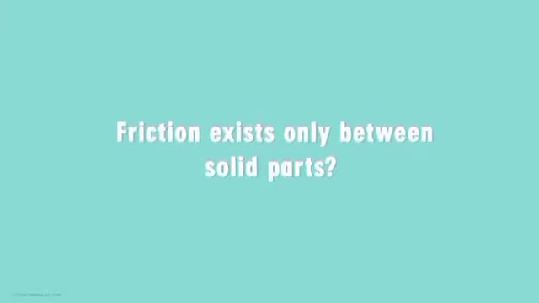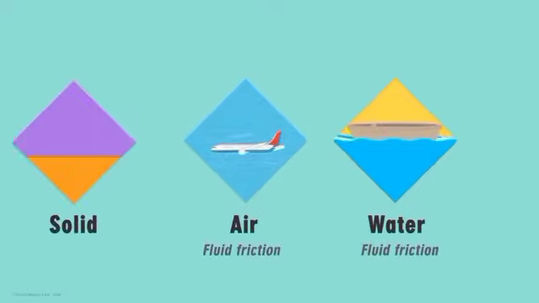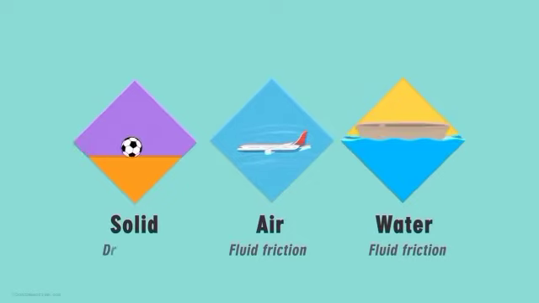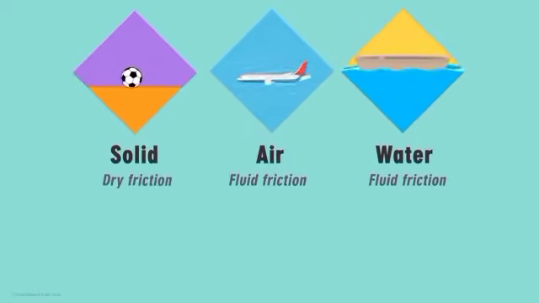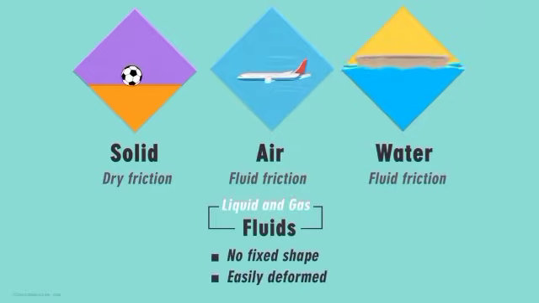Does friction exist between only solid parts? Not necessarily. Friction is offered by fluids like air and water as well. And this force of friction due to fluids is referred to as fluid friction. The friction we have seen between solid parts is referred to as dry friction. The major states of matter are solid, liquid, and gases. The liquids and gases are generally referred to as fluids. Why are liquids and gases considered to be fluids? One common character is that fluids have no fixed shape and can be easily deformed.